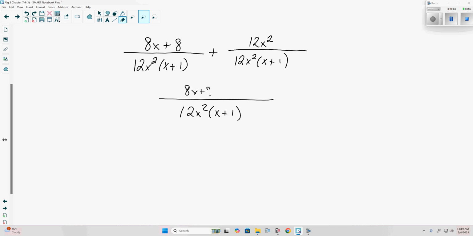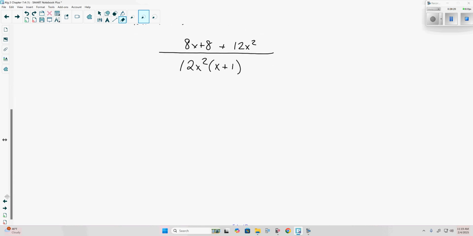Now at this point here we can add the numerators. So we have 8x plus 8 plus 12x squared. Since we're adding, we could put the parentheses around them, but it's not going to have a big impact because, again, addition is not so much necessary. With subtraction, we've got to be paying very close attention to our signs, because we have to distribute that negative through the numerator of what we're subtracting.